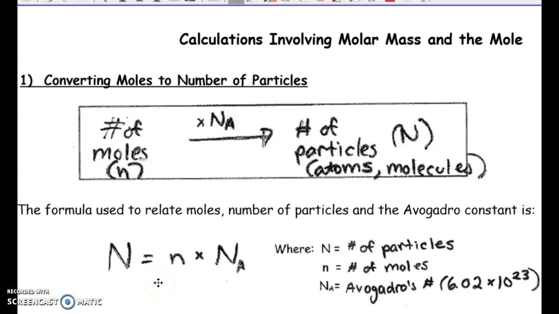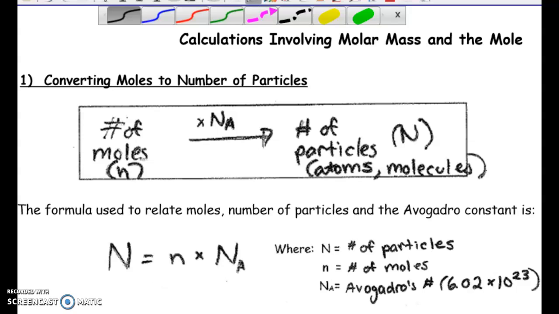Okay, so what we're looking at today are calculations involving the mole and molar mass. So things that we've learned about already, but we're going to put into action. We're going to look at different scenarios that you're going to come across and different things that you can determine by having those values.